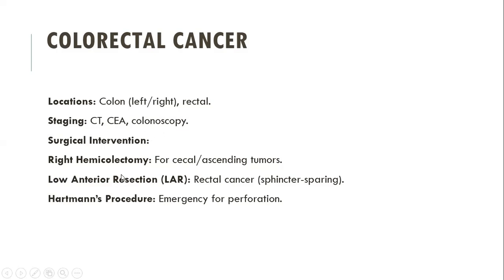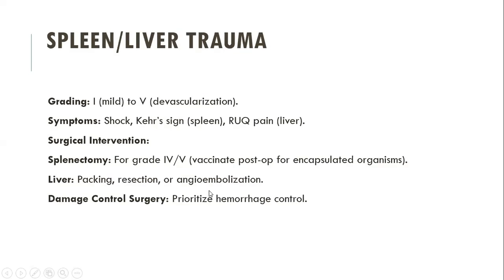Now, surgical intervention for colorectal cancer: right hemicolectomy is done for cecal or ascending tumors, and low anterior resection is done for rectal cancer in which the sphincter is basically spared and the sphincter function is normal. Hartmann's procedure is basically an emergency procedure for whenever there is a perforation due to colon cancer.